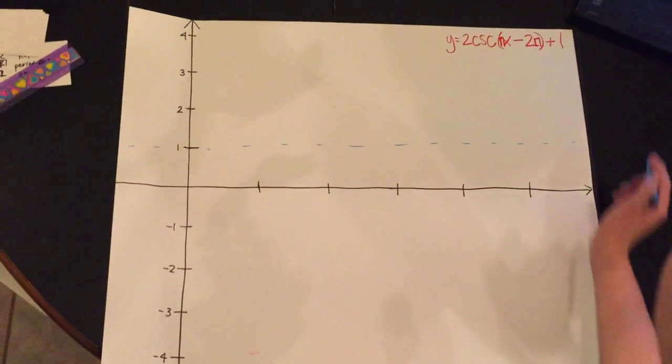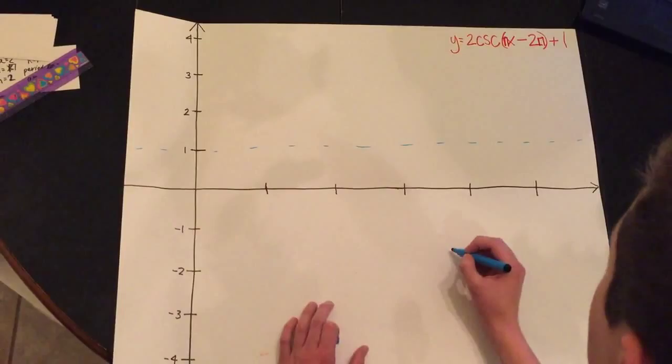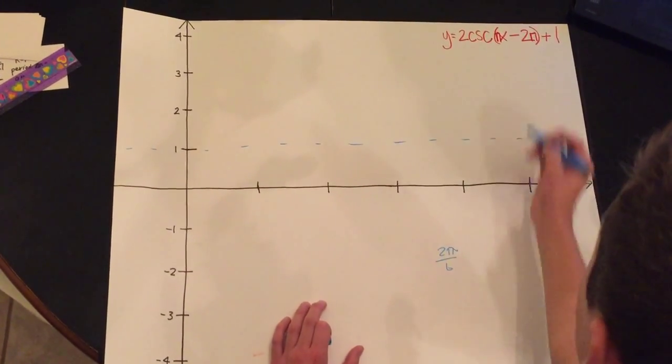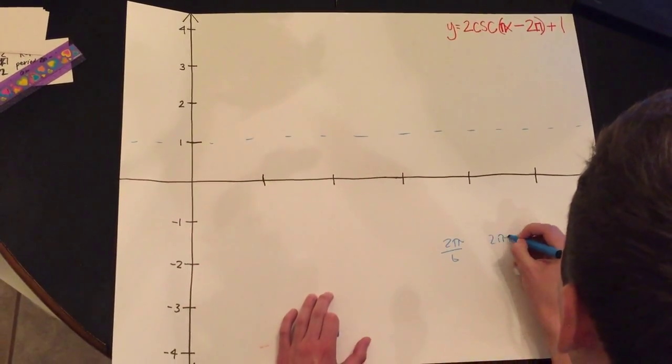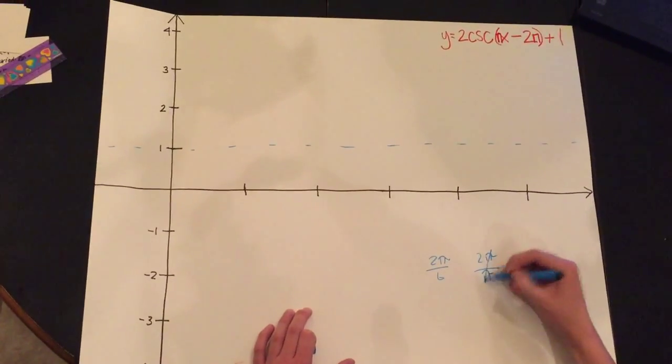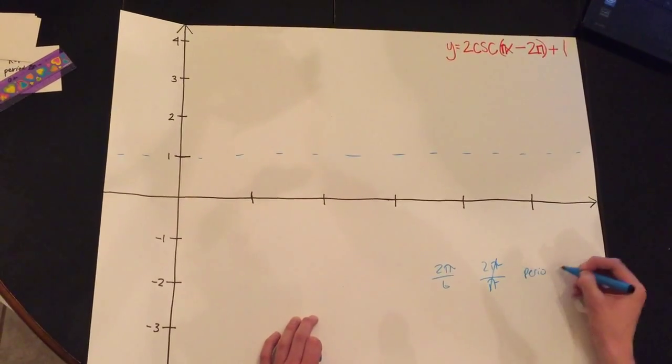And the next step is to find the period, which is going to be 2 pi over b, which is pi. So 2 pi over pi, and those pi's just cancel out. So your period is going to be 2.